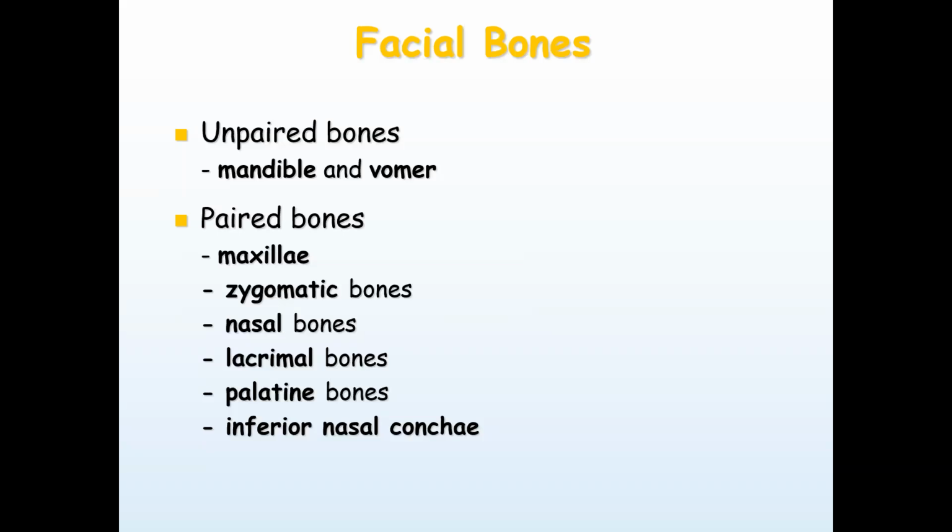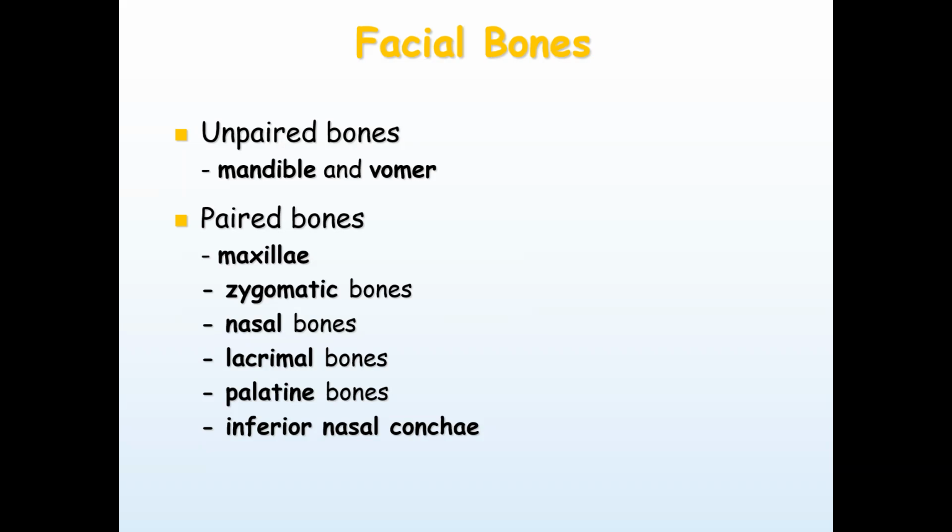And we have the paired bones like the maxilla. Maxilla is associated with the cheeks, and of course, you got two cheeks. So are the zygomatic bones. They help make up the cheeks as well. You have two cheeks, nasal bones. You have two nostrils, so it makes sense.